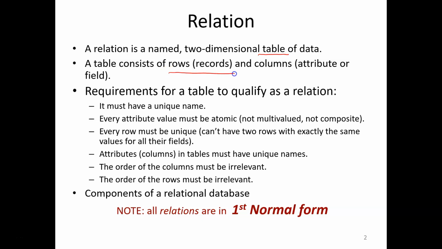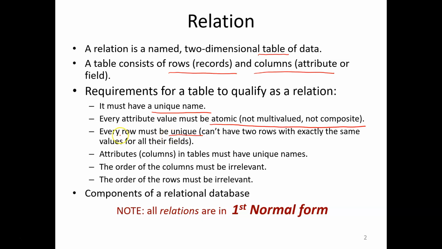There are a number of requirements for a table to qualify as a relation in the relational database. First of all, it must have a unique name. Within the same database, you cannot have two tables that have the same name. The second requirement is that every attribute value must be atomic. That means that you cannot have multi-valued attributes. For example, if you have an attribute called skills, you cannot have within a cell typing, access together, because then it's not atomic.